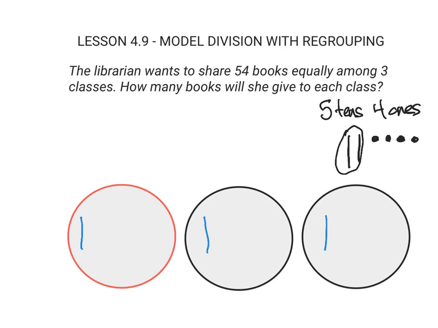So what we're going to have to do is regroup our tens. Instead of having 2 tens, we're going to make them 20 ones. So 1, 2, 3, 4, 5, 6, 7, 8, 9, 10, 11, 12, 13, 14, 15, 16, 17, 18, 19, 20. All right, so now we can start dividing these equally.